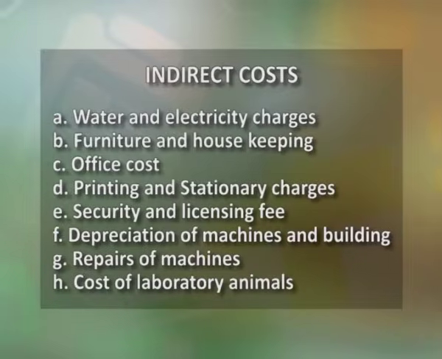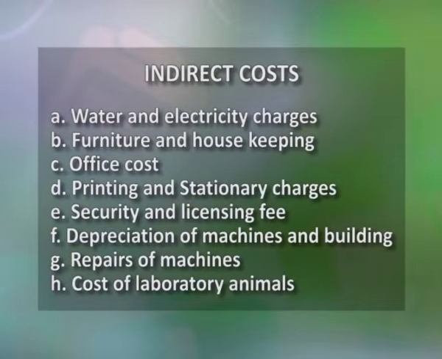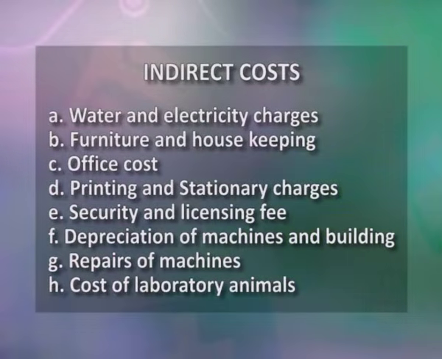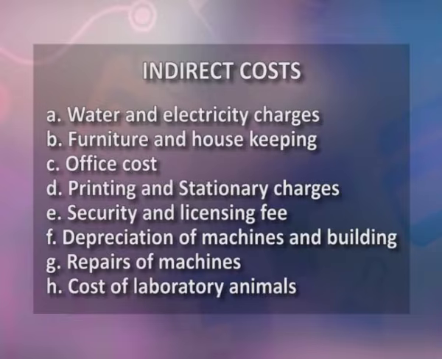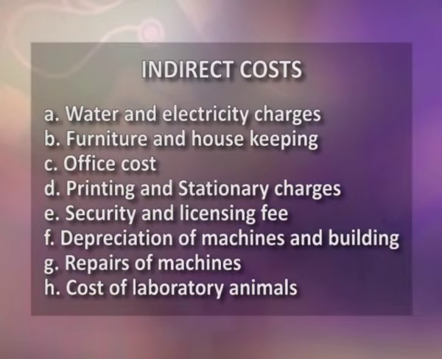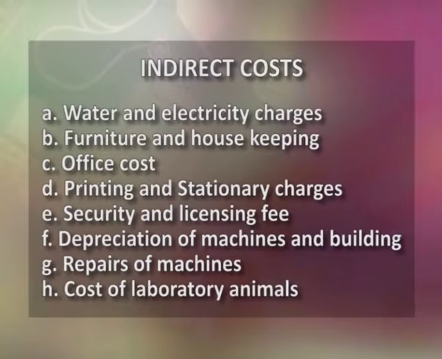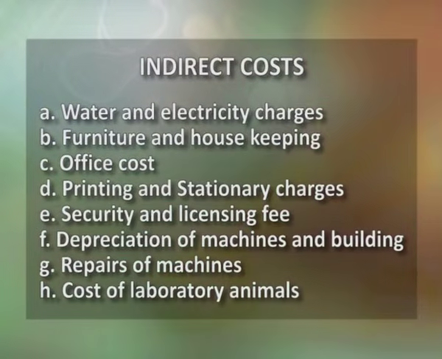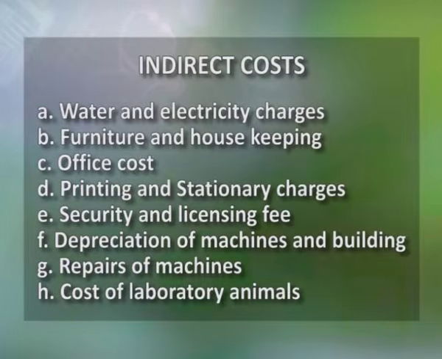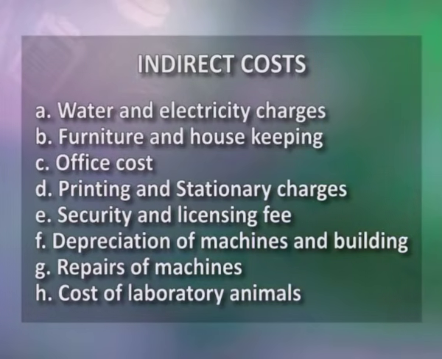Next is indirect type of cost. The correlated costs which are not direct ones but are very essential for the manufacturing are known as indirect costs. They include the following ones: water and electricity charges, furniture and housekeeping charges, office cost, printing and stationery charges, security and licensing fee, depreciation of machines and building, repairs of machines, cost of laboratory animals.